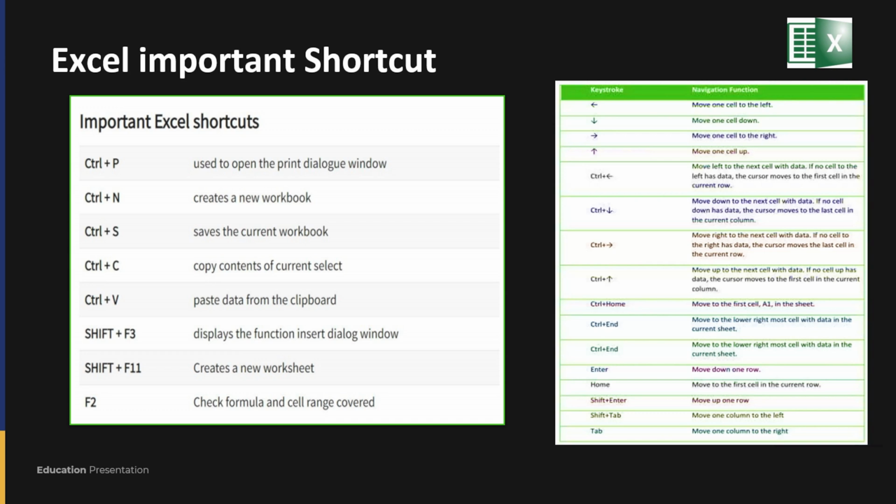You have the enter option over here. Enter will move down one row. If you write anything inside this and click on enter, it will automatically take you to another row over here. Okay, Shift plus Enter will move up one row. Shift plus Tab will move one column to the left, and Tab will make you move one column to the right. Okay, these are some basic functions, or you can say basic shortcuts, that you should know for managing your toggle and your day-to-day work.